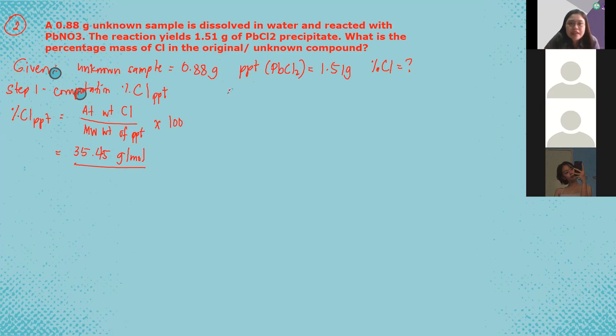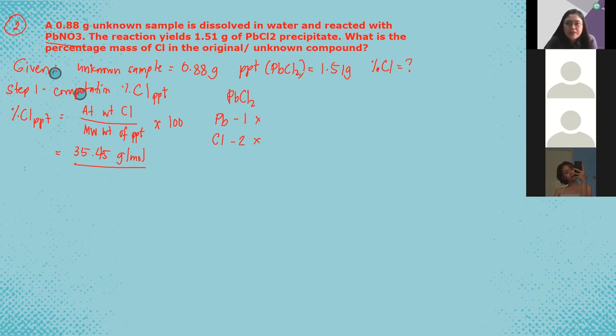Now, for the precipitate, we still need to compute for its molecular weight. Our precipitate is PbCl2. Dili PbNO3 ha. Ang PbNO3 is just used for the reaction. But we are looking for the precipitate here. So, you have to use the lead chloride. So, lead and chloride. Meron kang isang lead, dalawang chloride. Multiplied natin sa kanilang atomic weights.